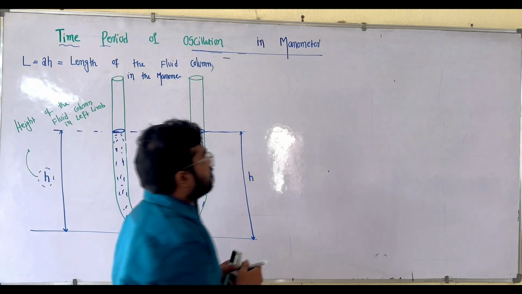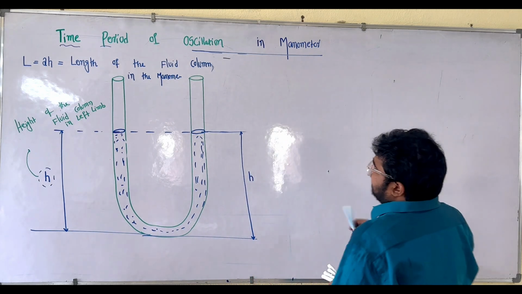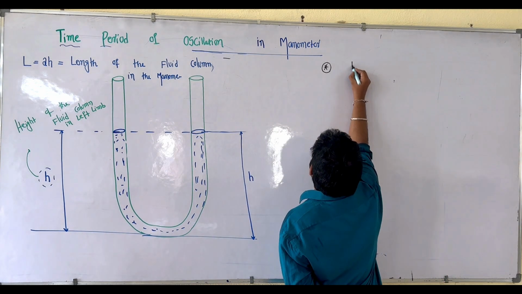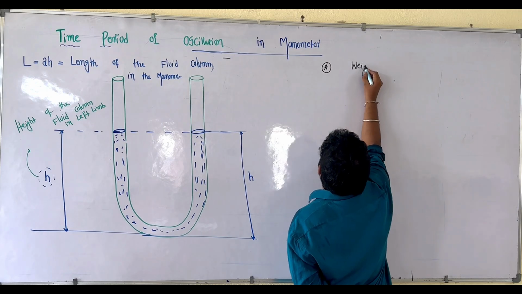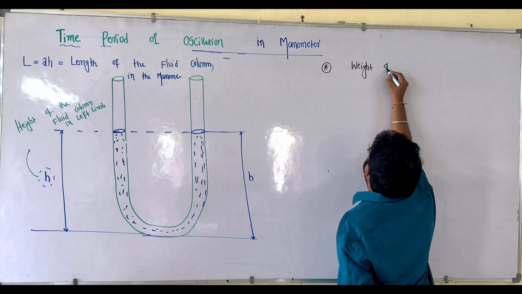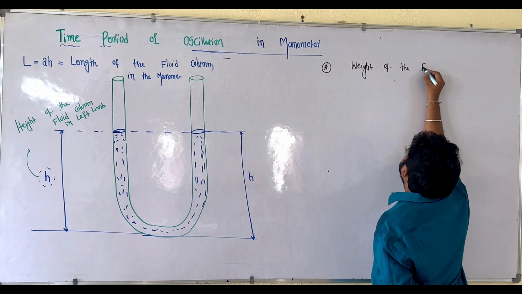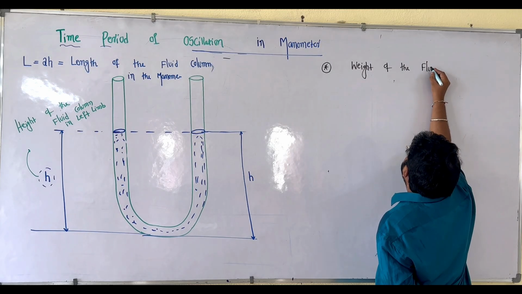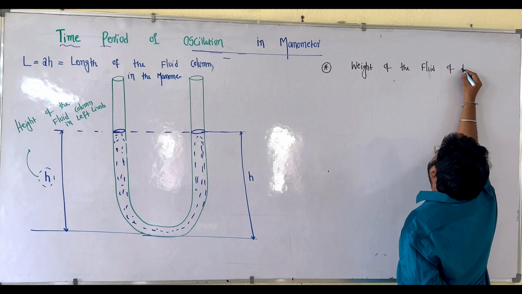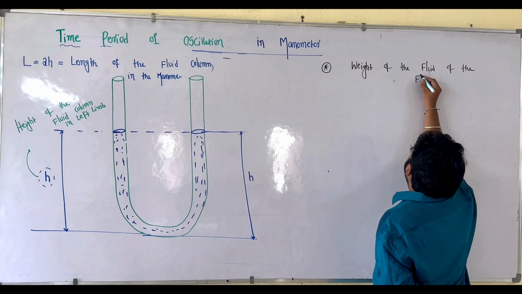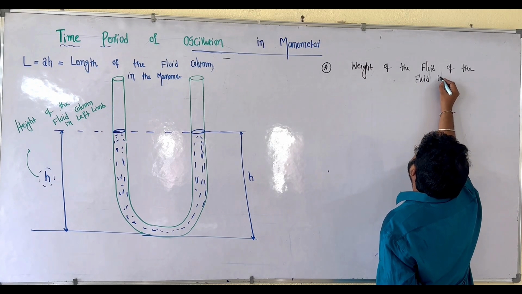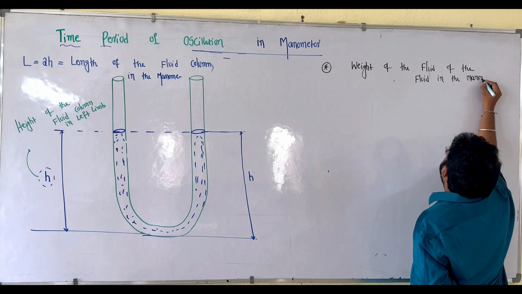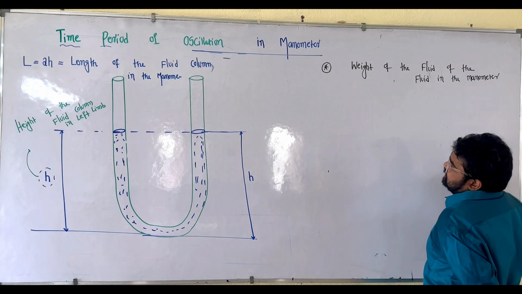What is the weight of the fluid present in the manometer? First step: the weight, or mass, of the fluid present in the entire manometer. What is the weight of the fluid?